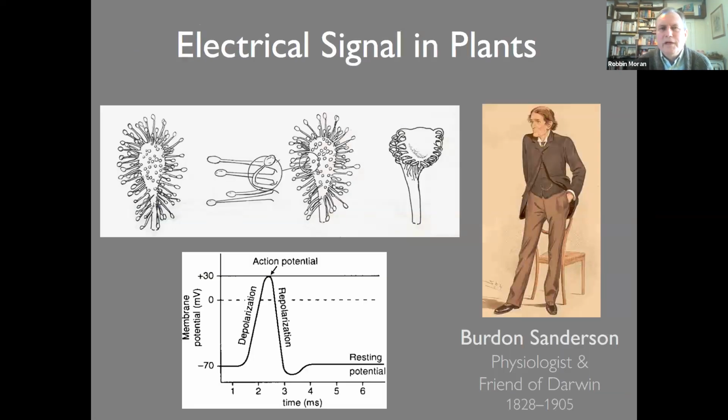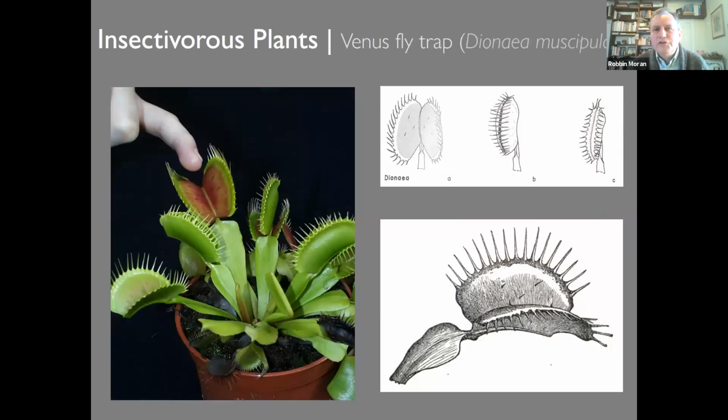One of the things that Darwin did is he took some of the plants that grew in his area near his home, and he sent them to his friend and colleague, Burdon Sanderson, who was an electrophysiologist who studied nerve impulses in animals. And Sanderson detected what's called an action potential. That is like a small electric current in these tendrils, in these tentacles on the leaf, when they were stimulated. And this caused a lot of interest because it reminds one of the nervous impulses of animals.